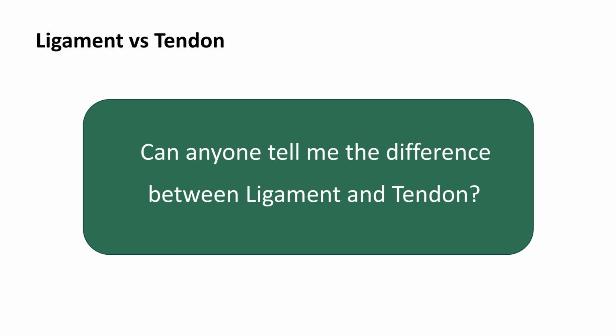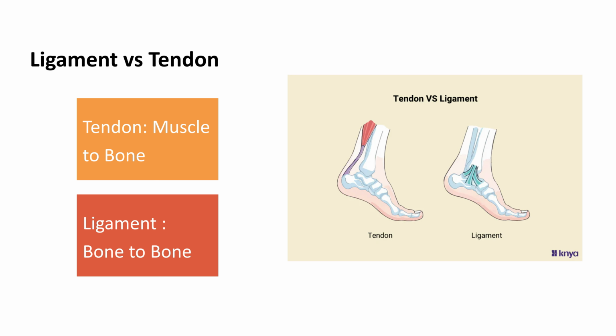Can anyone tell me the difference between a ligament and a tendon? I'll show the answer on the next slide. You have tendons, which is muscle to bone, or you have your ligament, which is going to be bone to bone.